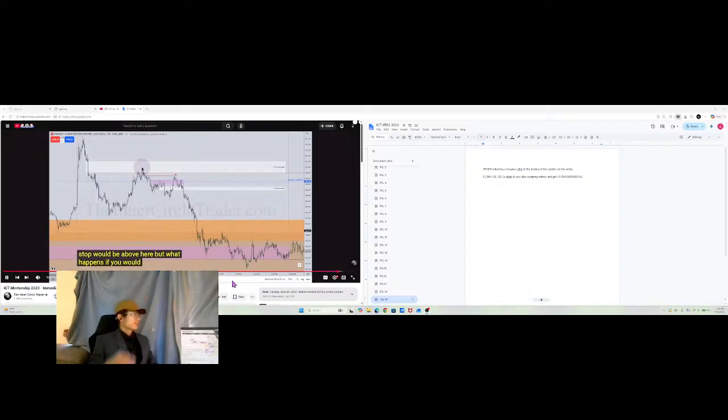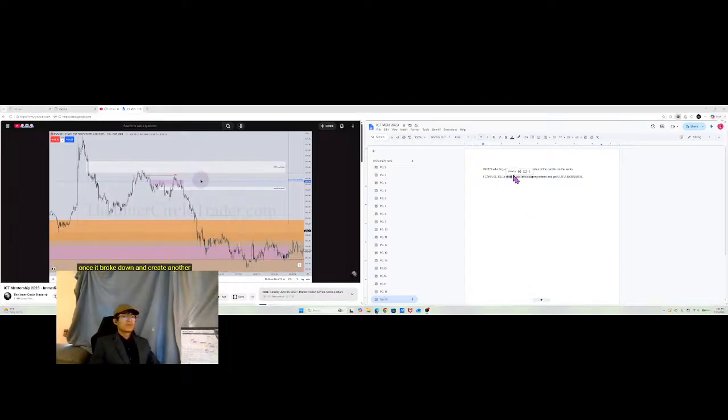Well, what happens if you would have got stopped out, ICT? Then I would have waited for something like this to occur later over here. Once it broke down and created another fair value gap, I would be shorting there and adding to it just the way I just explained it here. So here's what I've just taught you tonight.